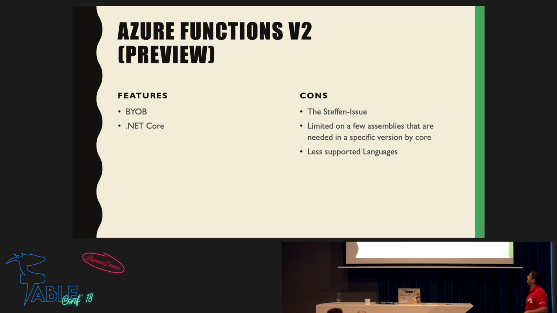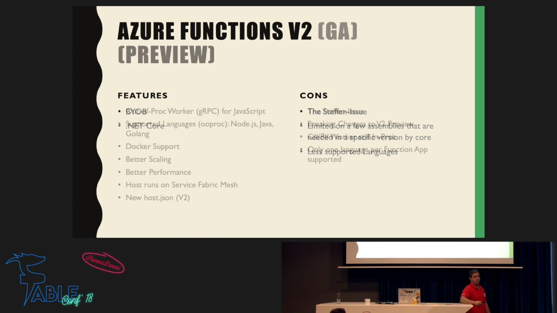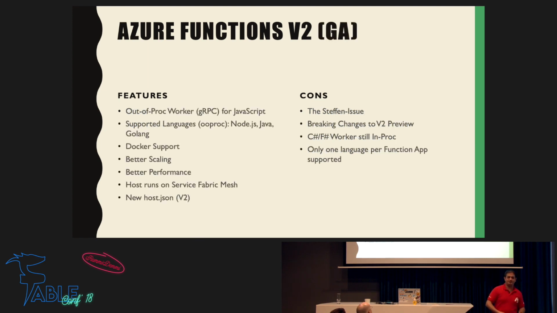The problem is less supported languages. So with v2, we only had C#, F#, JavaScript, and they started bringing in Java and Go. But a lot of other supported languages were gone. And also some supported bindings were gone. They weren't there anymore. The whole binding thing changed in v2 when it became GA.